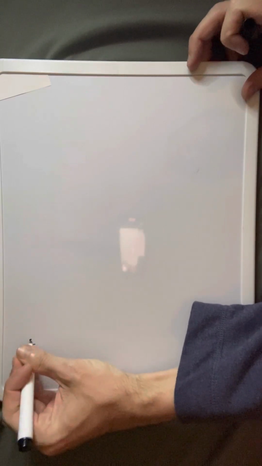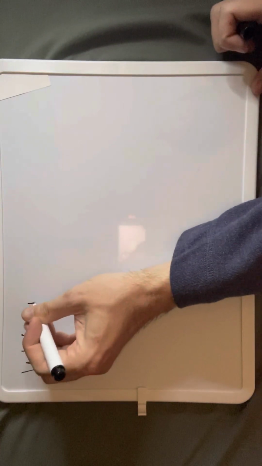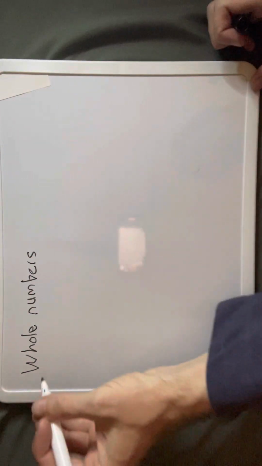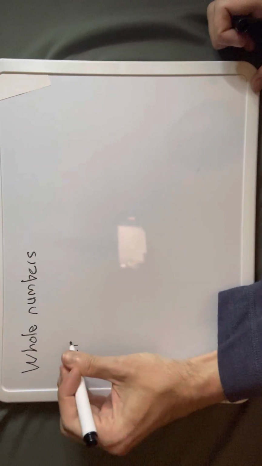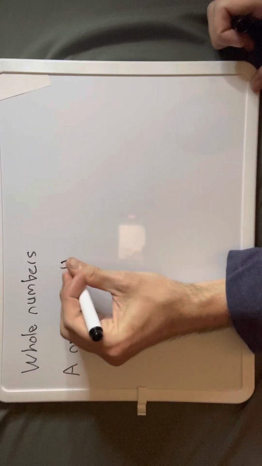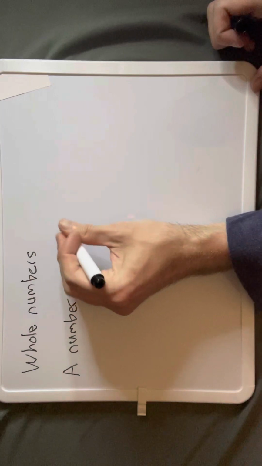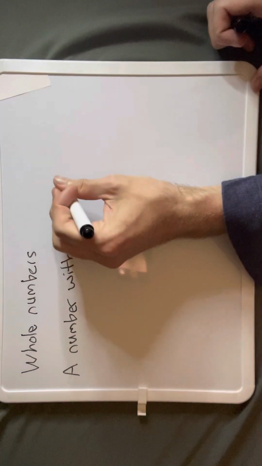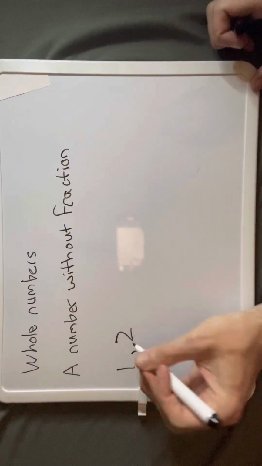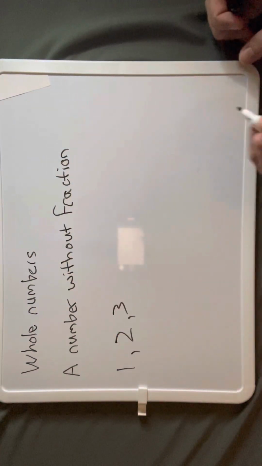The first one I want to go over is whole numbers. Now, whole numbers are numbers or integers without fractions. So something like 1, 2, 3, or 4. So a number without a fraction. So this could be 1, 2, 3, and so on and so forth.